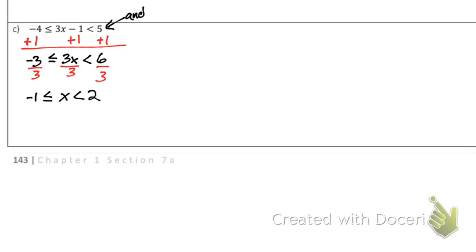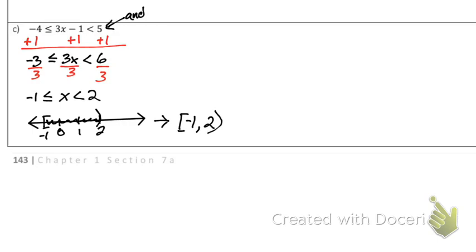I probably don't have to graph everything because it really is just one kind of simple graph if I asked you to graph it. And that would be, well, we start at negative 1, 0, 1, 2. Put a parenthesis there. X is somewhere between here. Or in interval notation, it would just be negative 1 to 2 with a bracket around negative 1 and a parenthesis around 2.